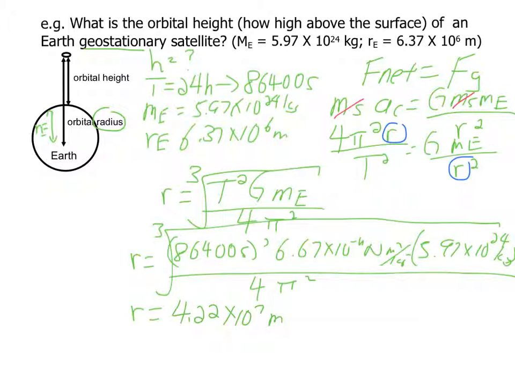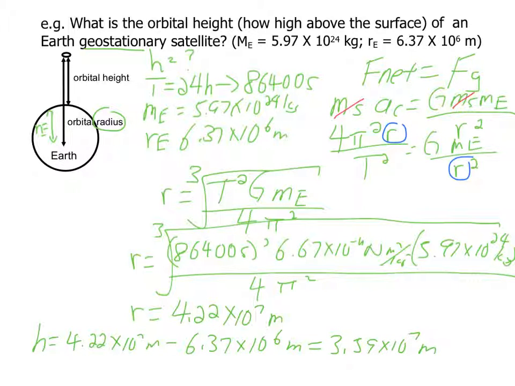So we found the orbital radius. However, we need to subtract out the radius of the Earth to find the orbital height. So the orbital height is 4.22 times 10 to the 7 meters, which was our orbital radius, minus the radius of the Earth, 6.37 times 10 to the 6 meters. And our final answer is 3.59 times 10 to the 7 meters.